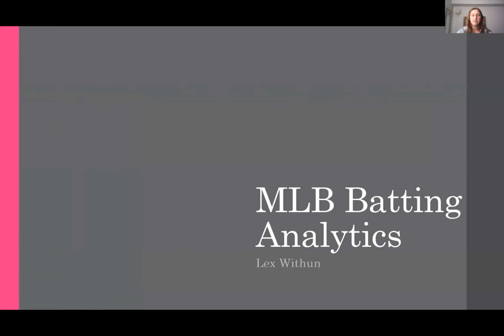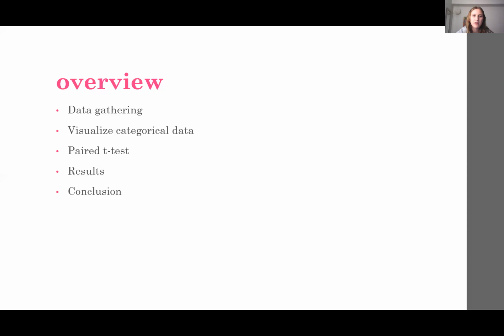All right, so my presentation is on the Major League Baseball batting analytics. There are like 20 different categories within batting analytics alone, so I decided to focus on 2 specific categories and the correlation between the two. In this presentation, I'm going to talk about how I gathered my data. I'm going to visualize the categorical data, the 2 categories that I'm going to be talking about specifically. The results from running a paired t-test, comparing them against each other, overall results from my research into this topic, and then a quick conclusion.